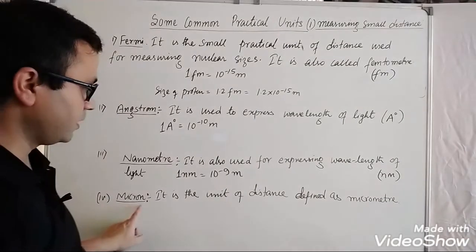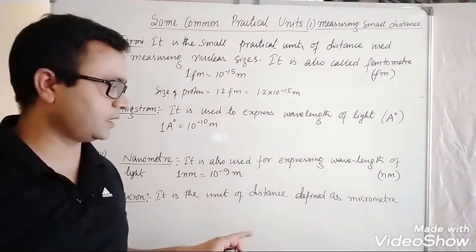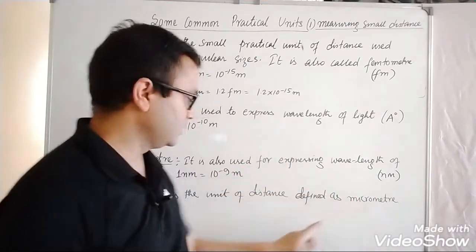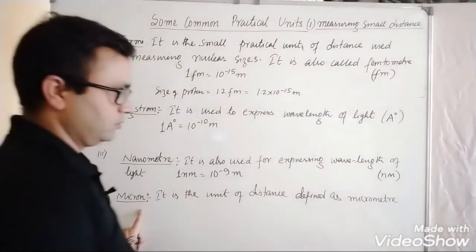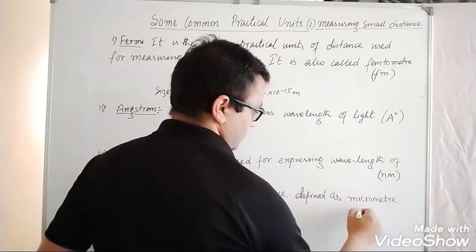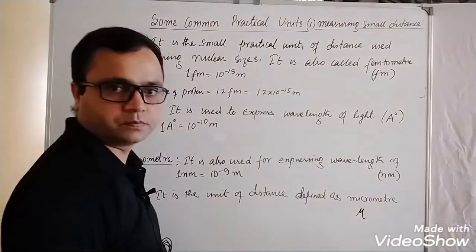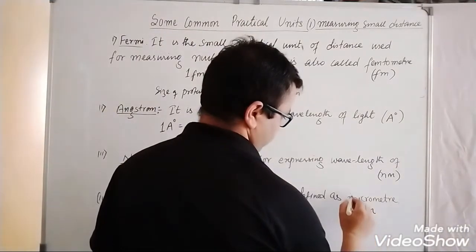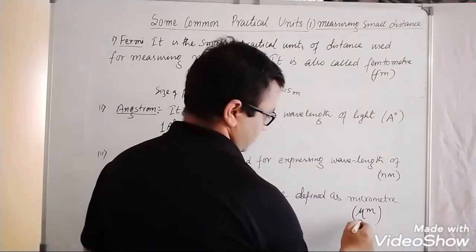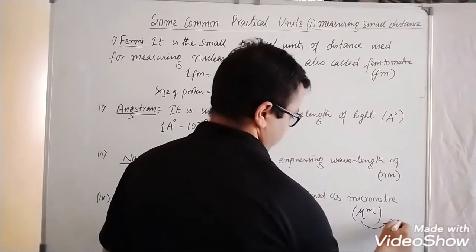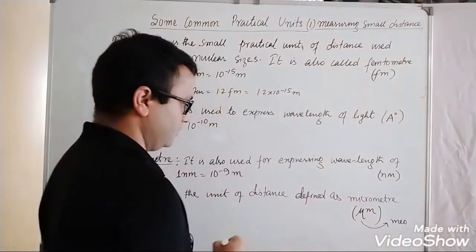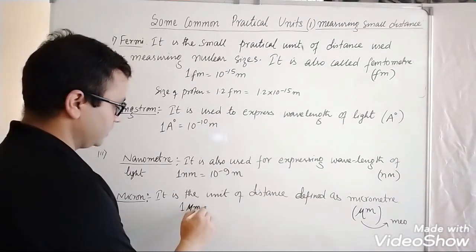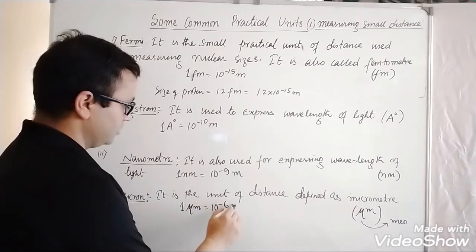And the last one is the micron. Micron is the unit of distance, also called the micrometer. It is represented by the Greek letter mu. So 1 micrometer equals 10 to the power minus 6 meter.